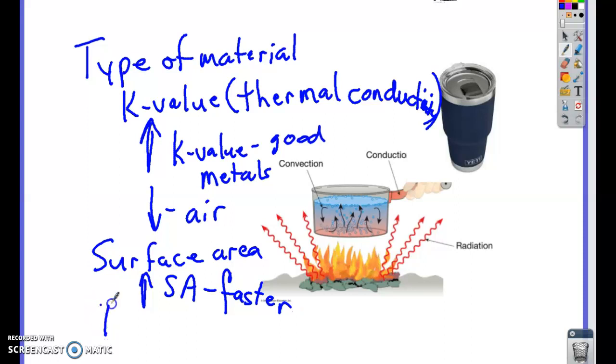And the last thing is the thickness of the surface. Generally speaking, the thicker the surface is, the longer it's going to take for the heat to travel through it. If you have a thin surface, then the heat's going to travel through it in a shorter amount of time, so you're going to have a bigger heat flow.